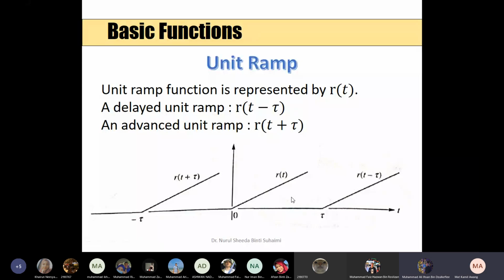Another one, the third basic function is unit ramp. Unit ramp function is represented by R of t. A delayed unit ramp is R t minus tau, and advanced ramp is R t plus tau. So unit ramp is basically that you have a slope here. It's an increasing function. Linear.